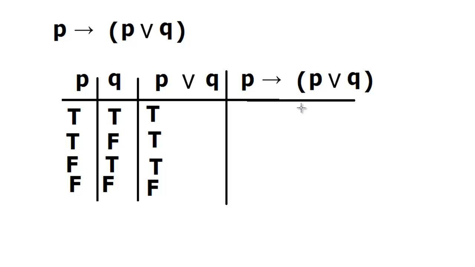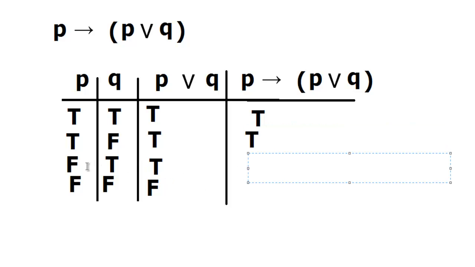So notice this. Here we want to look at the corresponding values of this column matched with this column. Here both of them are true, so this implication is true. Then in this case, this is true and this is also true, so this becomes true again.